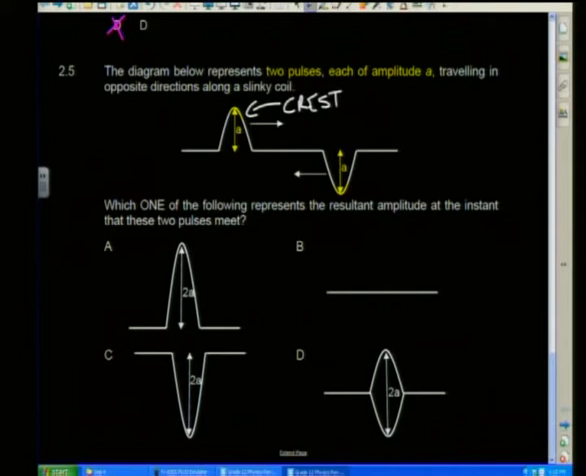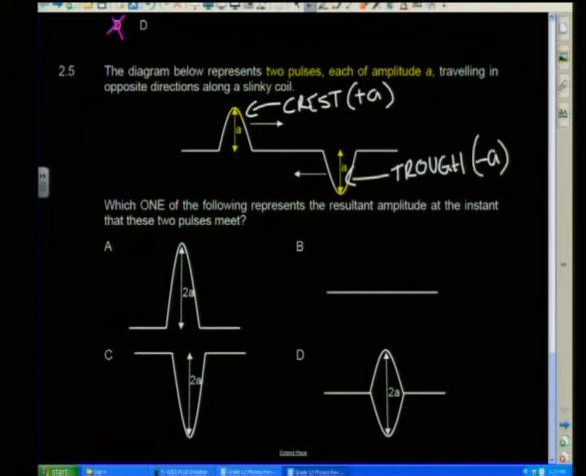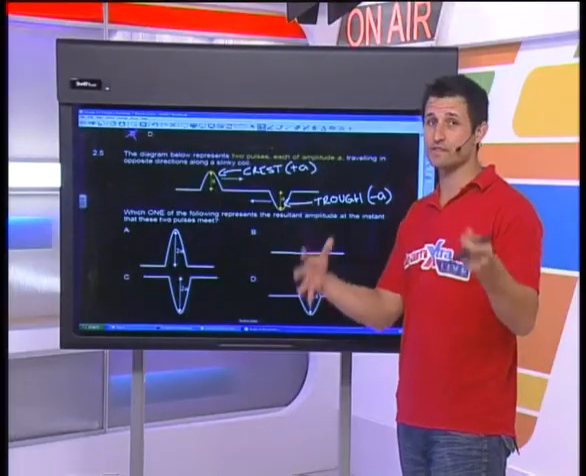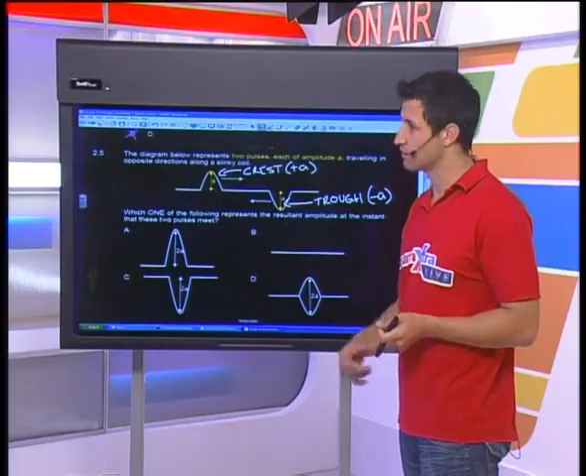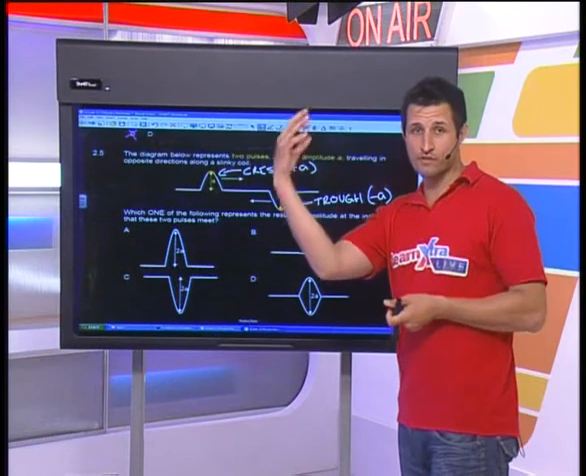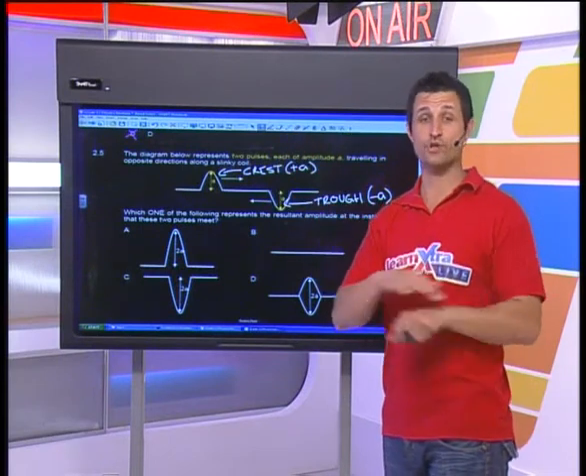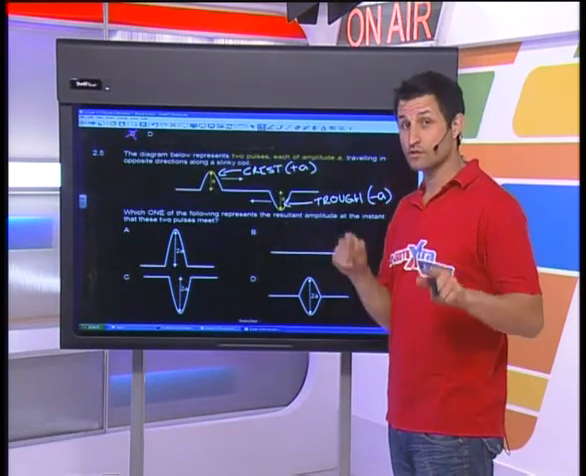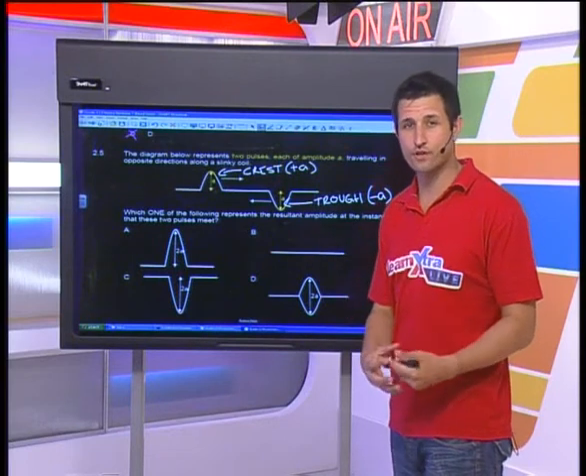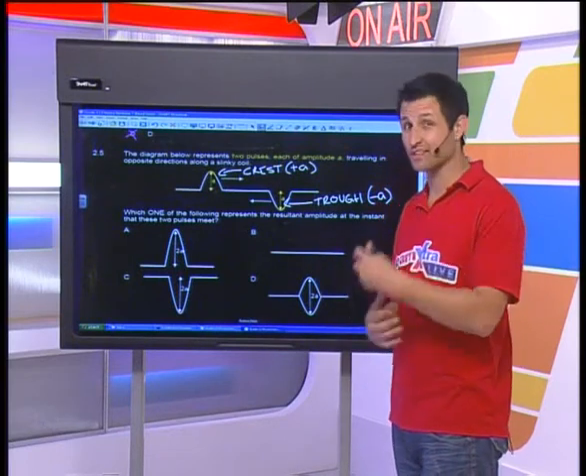So the crest has got positive amplitude A. So if that's got positive A and it meets a trough, oh, wait a minute, take a look at that. A trough has got a negative amplitude of A. If you add these together, we're going to get something which is going to be 0. That's what I'm expecting. When these two come together, positive A, negative A should cancel out. We should have absolutely nothing. So remember what I said. Predict your answer first and then go looking for it. Not the other way around.